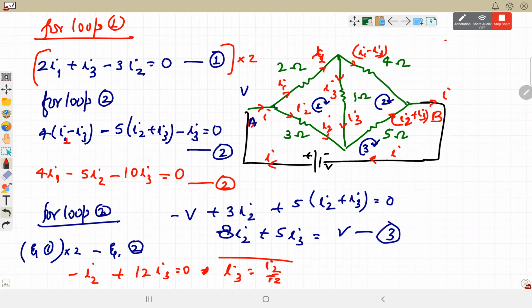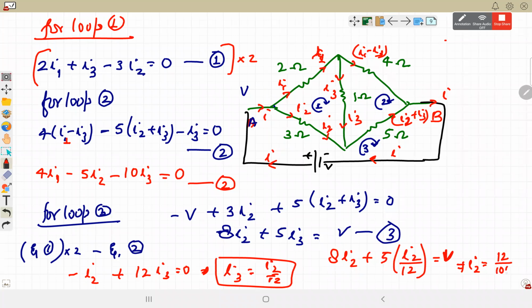Please check the calculation. Equation number 1 और 2 को हमने solve कर लिया. We eliminated I1. By eliminating I1, we get I3 as I2 by 12. 8 times I2 plus 5 times I2 by 12 is equal to V. Okay, so how much is I2? 96 plus 5, 101, 12 by 101. This is the value of I2.